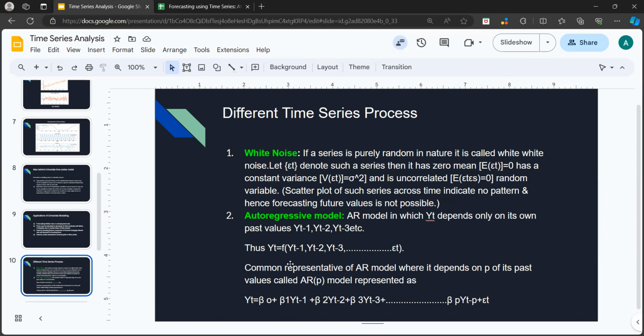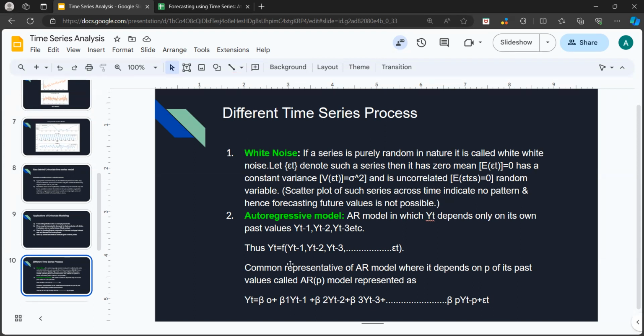You can see the common representation of the AR model, where it depends on p of its past values, called AR(p). It means YT depends on its previous values: YT minus 1, YT minus 2, YT minus 3, up to YT minus p, plus there is some random part, that is epsilon t.